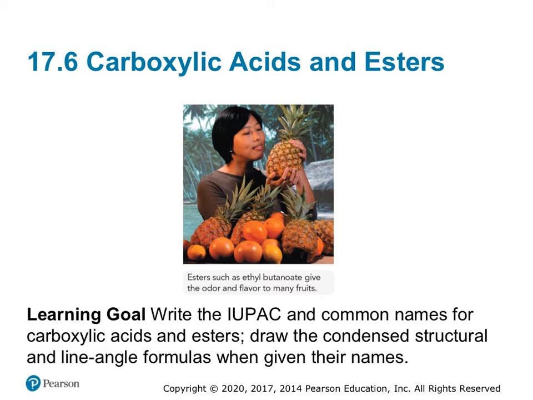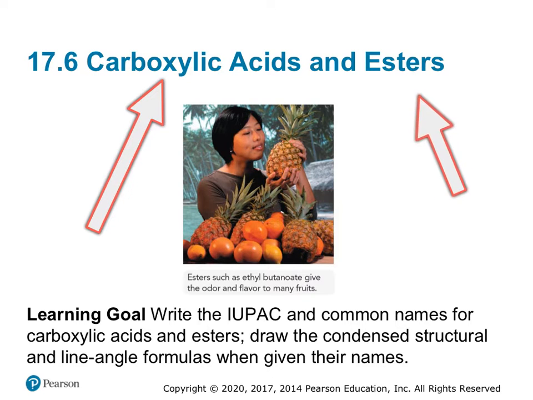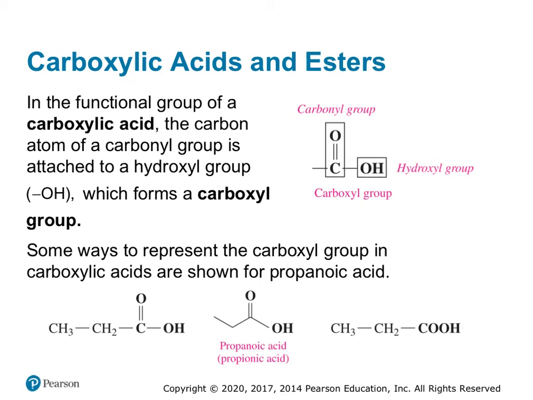So today we're looking at two more functional groups, carboxylic acids and esters. The functional group of a carboxylic acid is a carbonyl group, a C double bond O, and a hydroxyl group, an OH, bonded together. So this is going to be always at the end of a parent chain, and we call this a carboxyl group. So it's a C double bonded to an oxygen and then an OH.